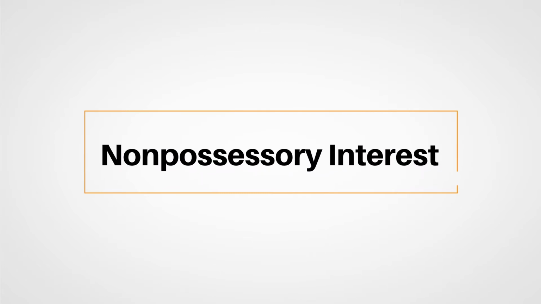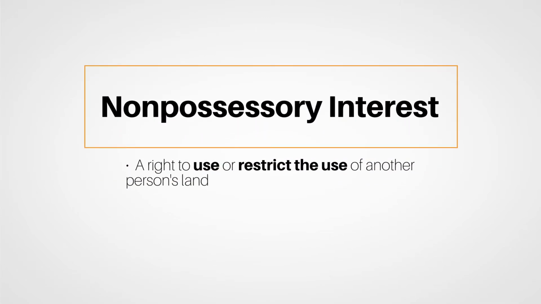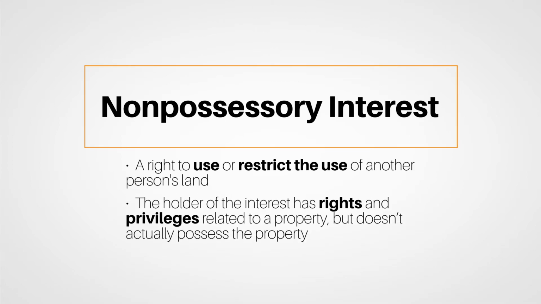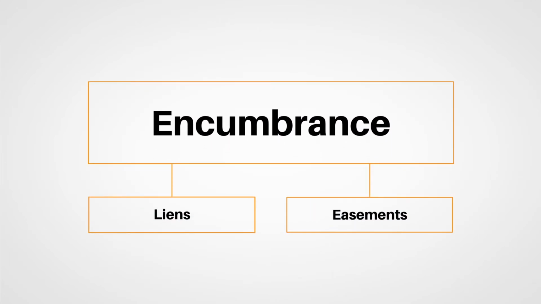A non-possessory interest in a piece of property is a right to use or restrict the use of another person's land. In other words, the holder of the interest has rights and privileges related to property, but doesn't actually possess the property. The two primary forms of encumbrances are liens and easements.